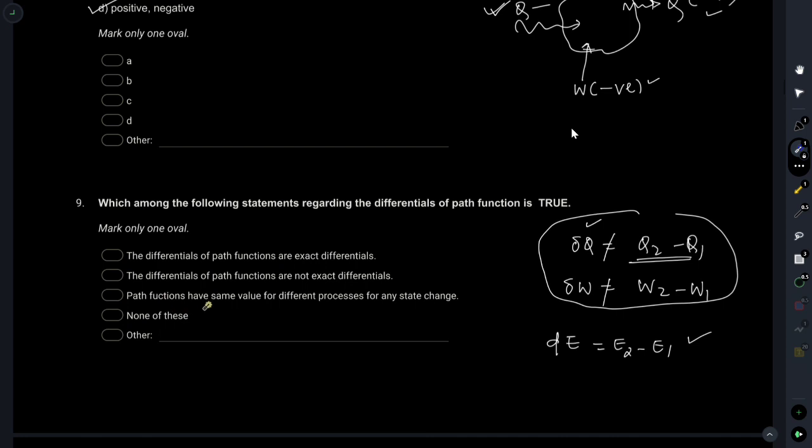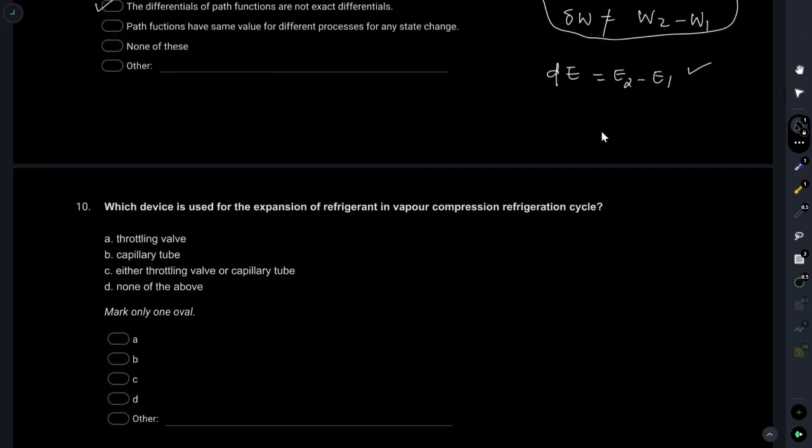For any state change, it can go through different processes. For different processes we will get different path function values. The values of path functions will be different for different paths for any state change. So this will also be the wrong one. The correct statement will be the second one, option B. Hope it is clear. Moving further to the next question.